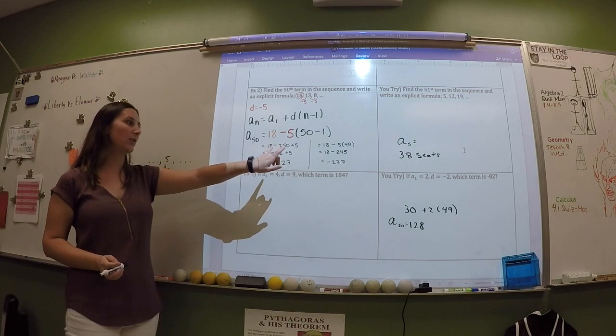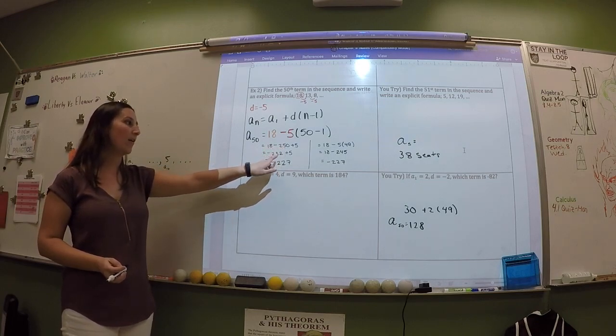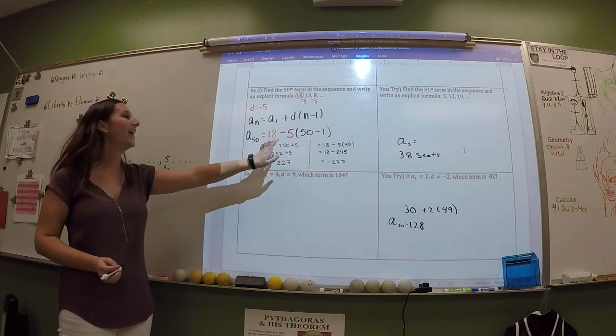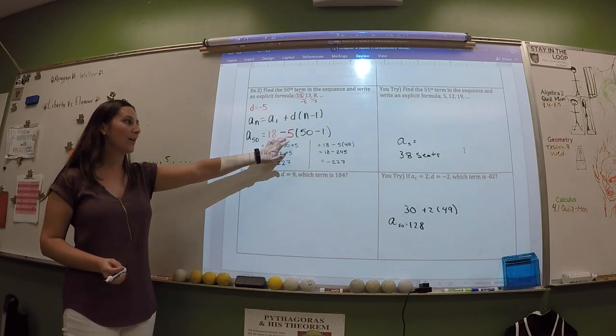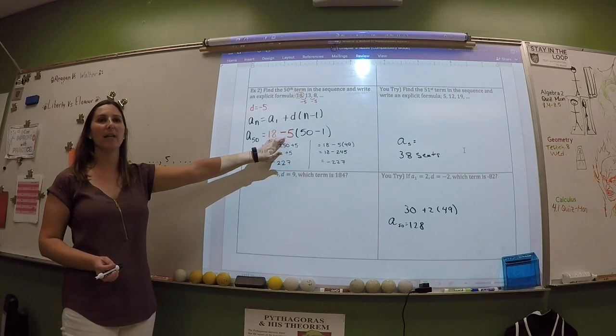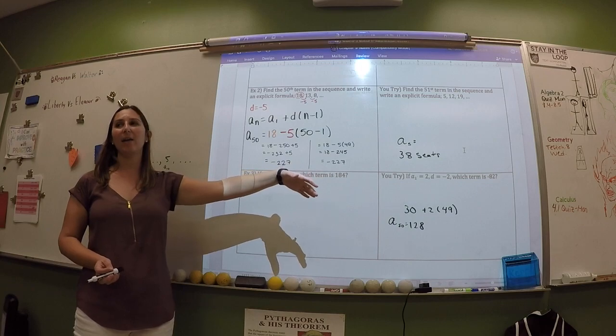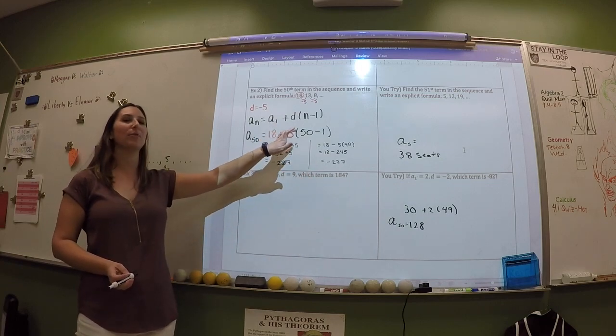What you don't want to do, and I see this a lot, is subtract here. A lot of people do 18 minus 5, get 13, and then they multiply. But that can't happen, because then you're subtracting before you multiply.